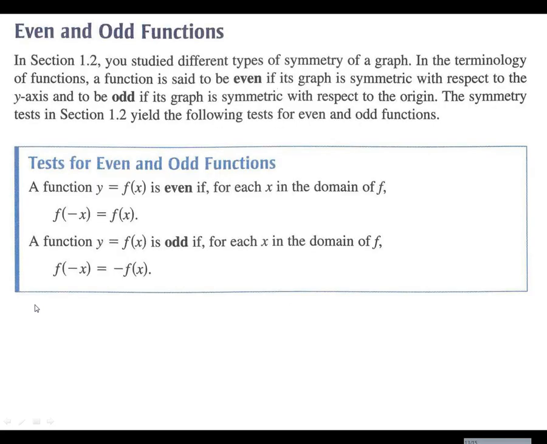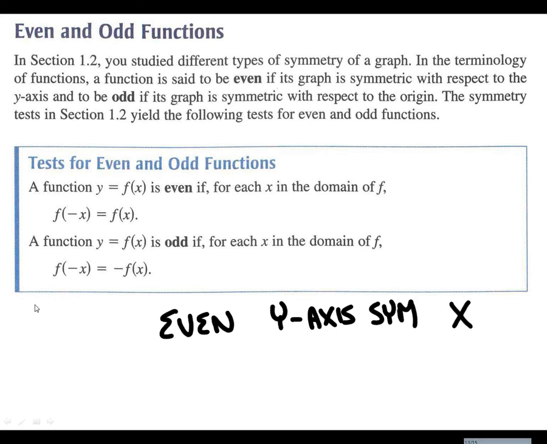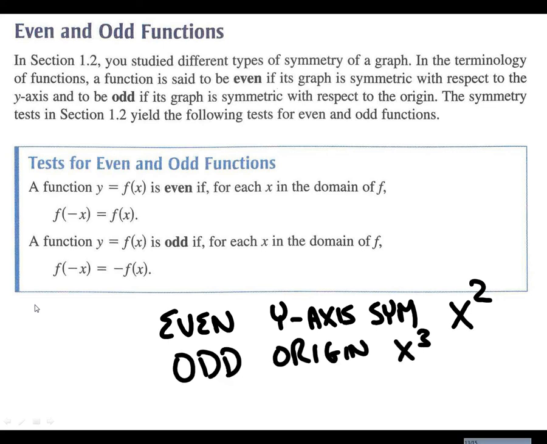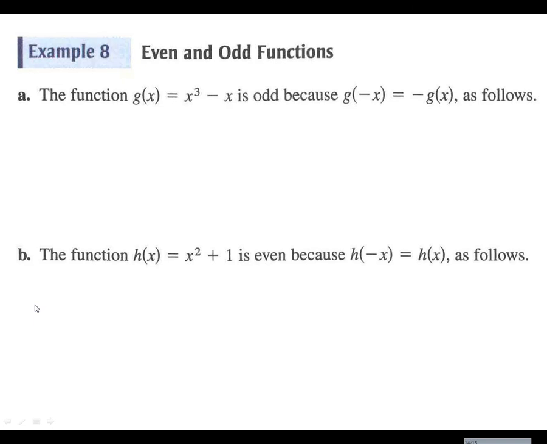All right, last thing, even and odd functions. All an even and odd function is saying is that even is the same thing as saying y-axis symmetry. We've talked about this in detail. Remember, even makes sense because we said y-axis symmetry, graphs with x squared. Odd is the same thing as saying origin. We talked about x cubed.